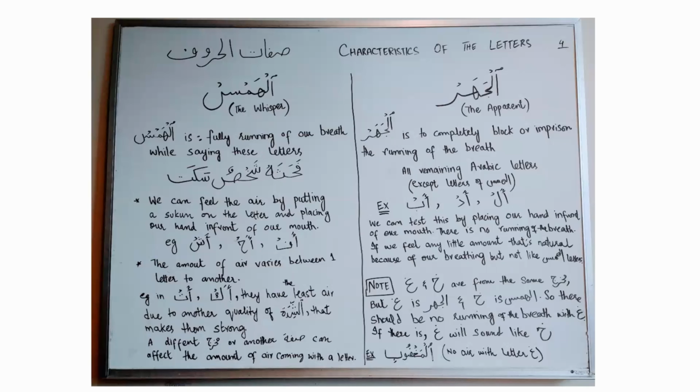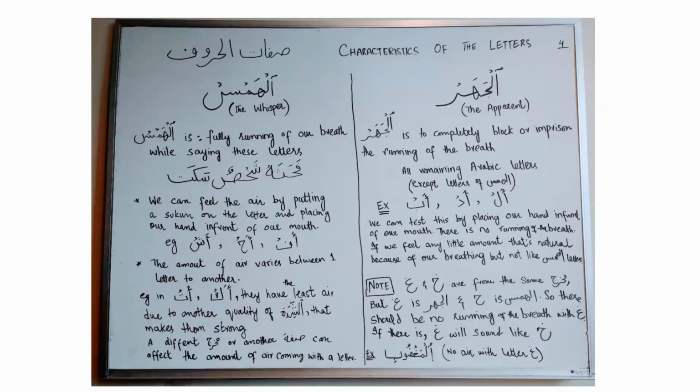Another common example could be the basmala. Letter ba is a letter of Jahr, and if we try to run our breath with letter ba, it will sound something like this: Bismillah. And this is what we need to avoid, because letter ba is a letter of Jahr. We completely block the running of the breath with letters of Jahr.